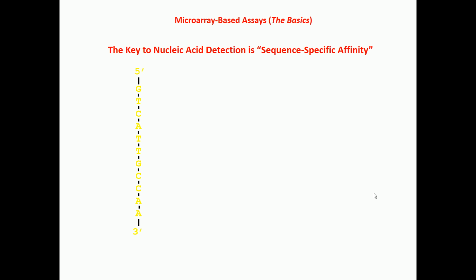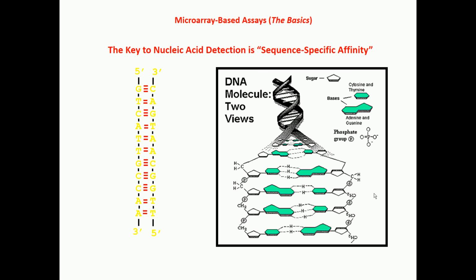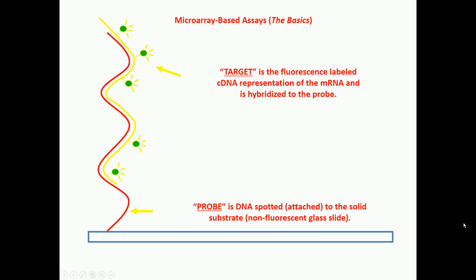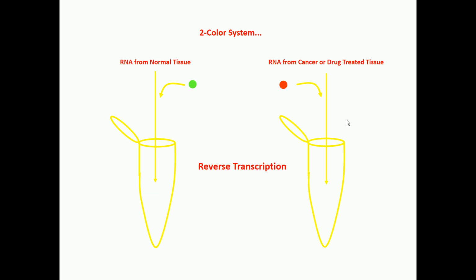So basically, how does it work? It works on the hybridization principle. So this is your DNA. As you know, the two strands of DNA are linked with each other by hydrogen bonds, and the probe is a single-stranded DNA which is attached on this chip. It can be glass or plastic. So the probe is DNA spotted and attached to the solid substrate. You can see here, this is just attached on this support. And now what is your target? It is the fluorescent labeled cDNA representation of the mRNA, and it is hybridized to the probe.